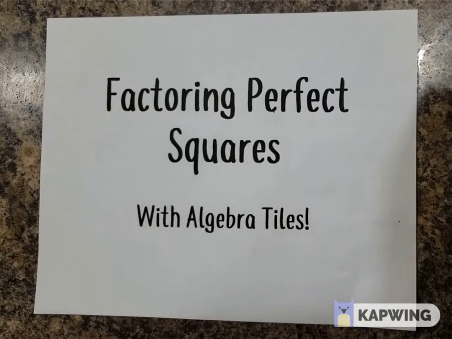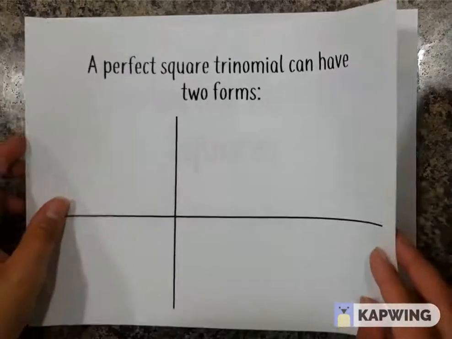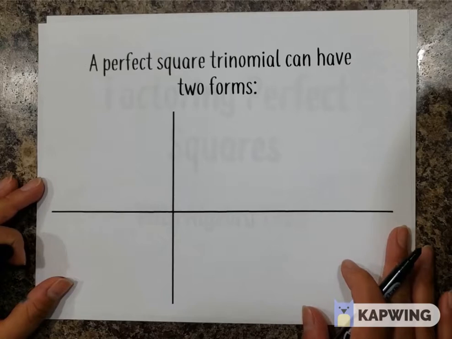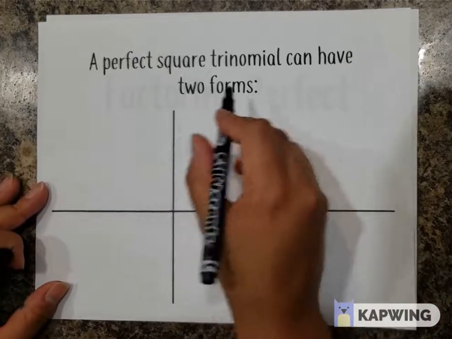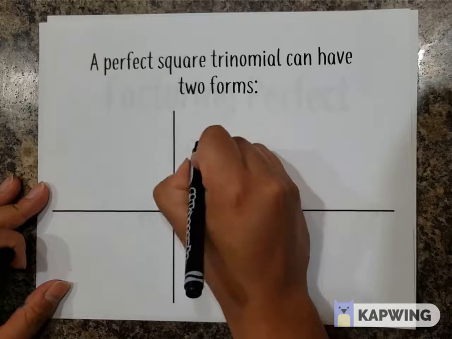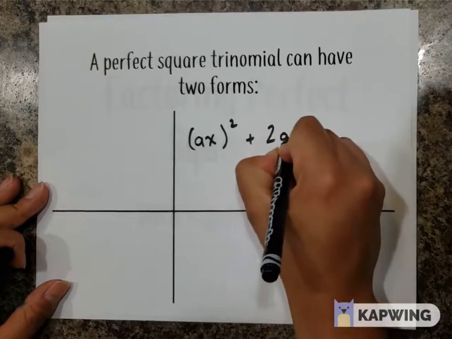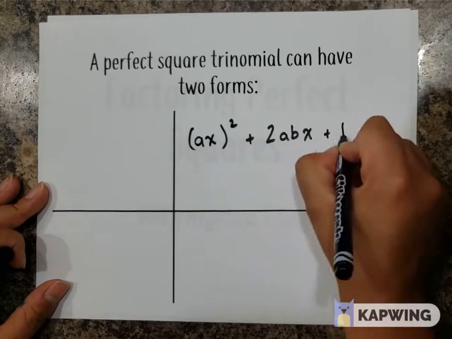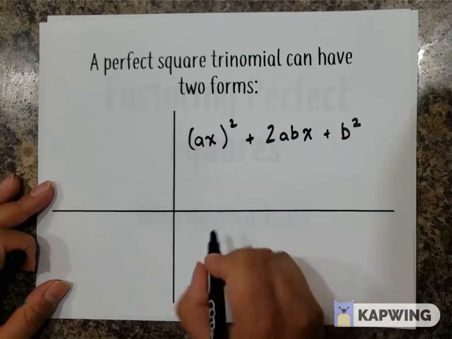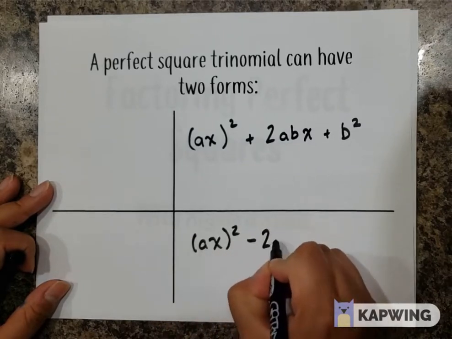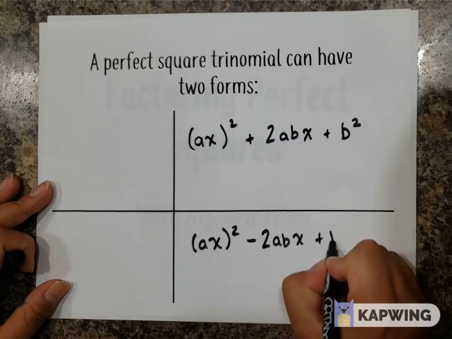So today I'm just going to talk to you about factoring perfect squares with algebra. In case anyone forgot what a perfect square trinomial is, basically it's a trinomial that has two forms. The first form looks something like this: a squared x squared plus 2abx plus b squared. And the second form has a very similar form, minus 2abx plus b squared.